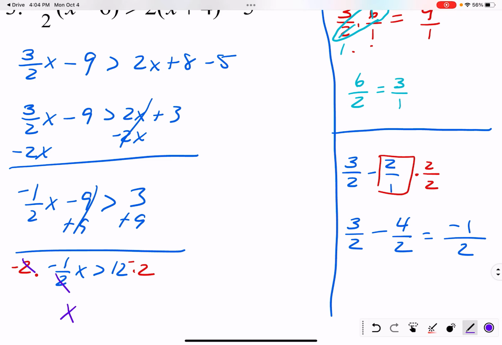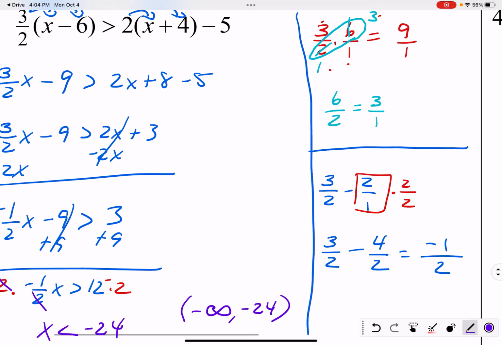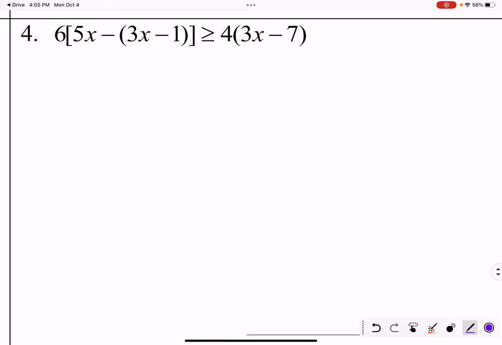Because we multiplied by a negative, we're going to flip the symbol, and then we have negative 24. Okay, so all the values less than negative 24. So from negative infinity to negative 24 with 2 parentheses. Okay? Not difficult, so you just got to watch and make sure that you're multiplying straight across in your fractions. Take advantage of cross-simplifying, and then when you're adding, make sure that you have common denominators.